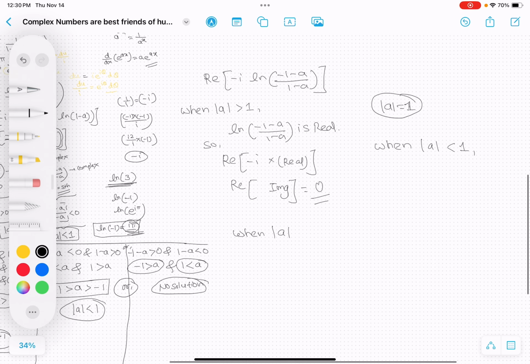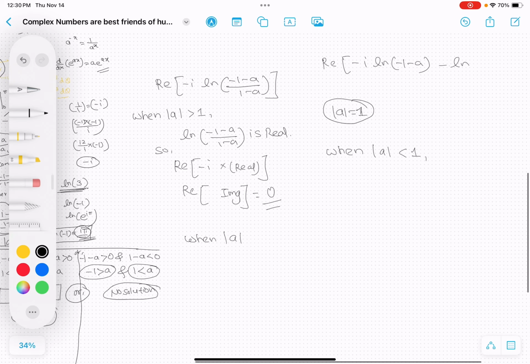Now in this case, we can basically break the logarithm as minus i ln of (-1 minus a) minus ln of (1 minus a), again plus i ln of (1 minus a), right? So when a is 1, ln of minus 2 is definitely defined, but this one over here, ln of 0, is not defined, so there will be no answer. Similarly, when a is minus 1, ln of 2 is definitely defined, but this one will become 0 again, so ln of 0 is not defined. So in these cases there will be no answer. That's why it was also not given in the problem, right?